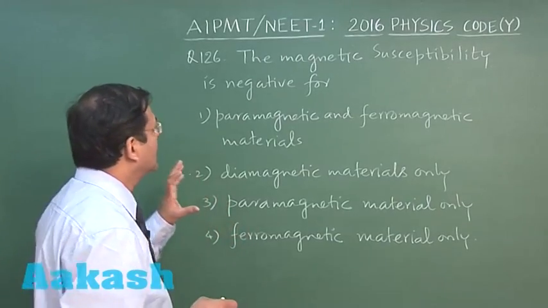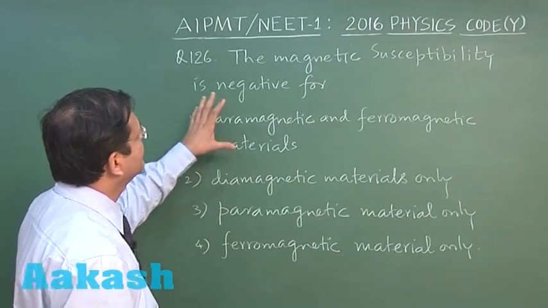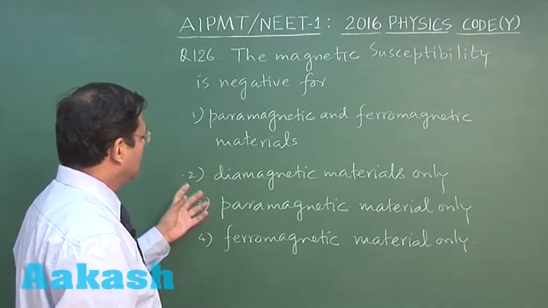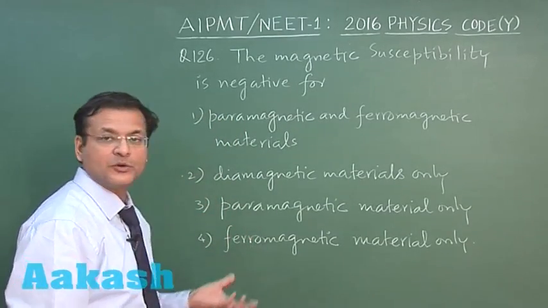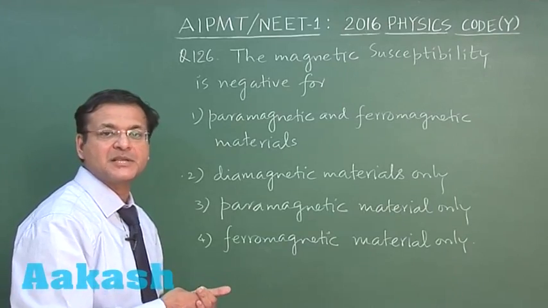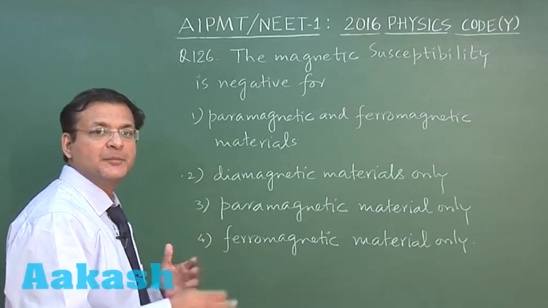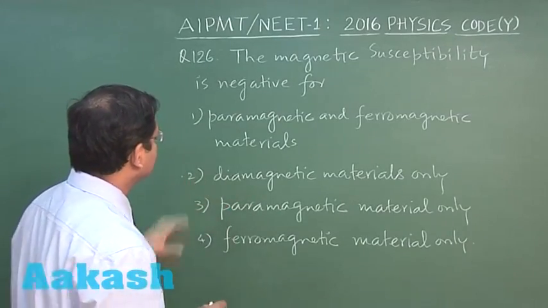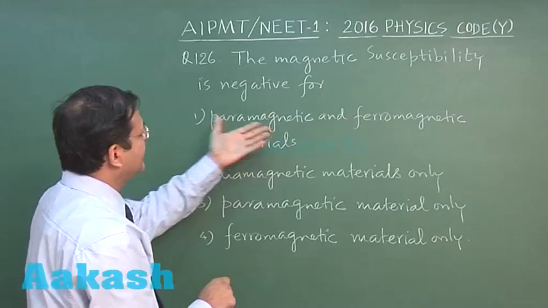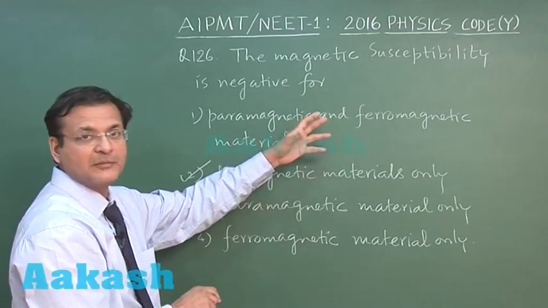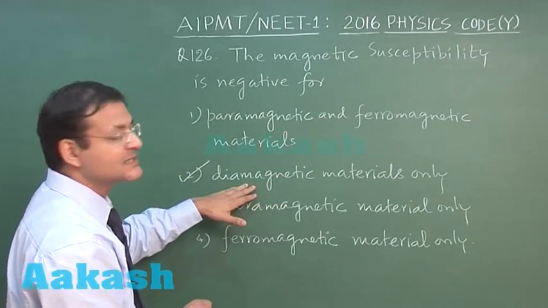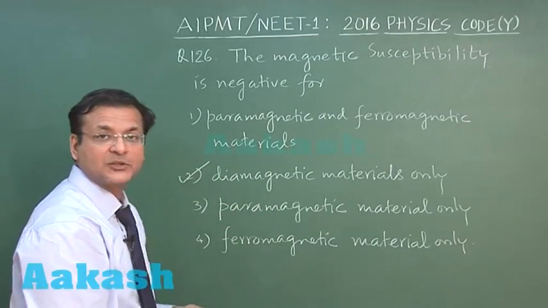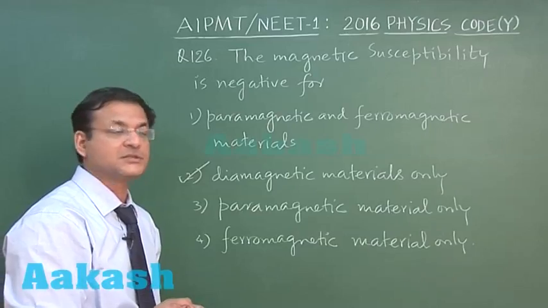Now this is an information based question in which magnetic susceptibility is negative for. You have to mention whether it is diamagnetic or para or ferro. You know that it's only diamagnetic substances which have negative susceptibility, para and ferro have positive, isn't it? So the correct answer for this will be the second option. First is saying paramagnetic and ferromagnetic, both of them have positive. Here diamagnetic substances have negative susceptibility. So these are not the correct options. Second option will be the correct one for this.